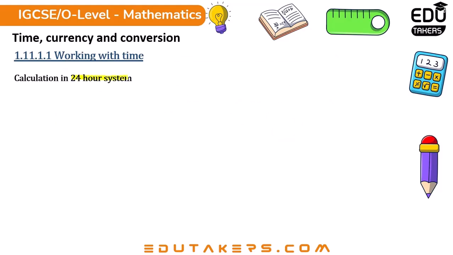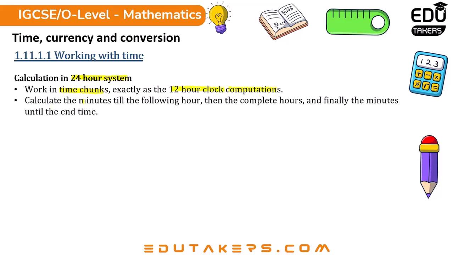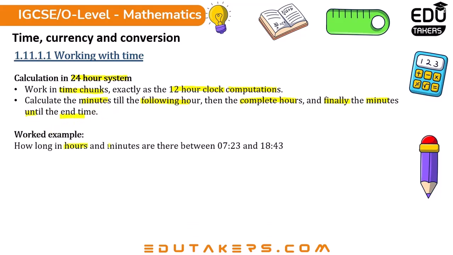Calculation in 24-hour system. Work in time chunks exactly as the 12-hour clock computations. Calculate the minutes till the following hour, then the complete hours, and finally the minutes until the end time. Worked example. How long in hours and minutes are there between 7:23 and 18:43?